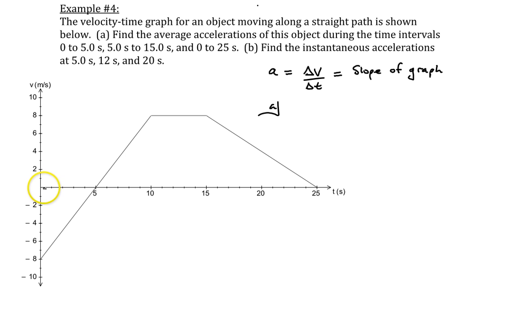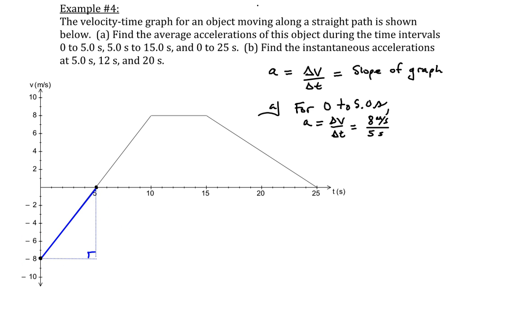So we start off at 0 seconds. We look at our point. Oh, there it is right there. There's 0 seconds. And then 5 seconds. So let's go ahead and find the slope of this line. And that would give you a total rise of 8 meters per second over a time interval of 5 seconds, which gives you an answer of 1.6 meters per second squared.